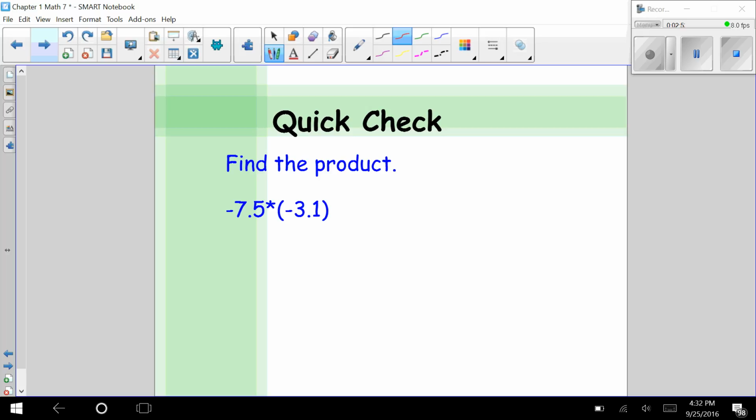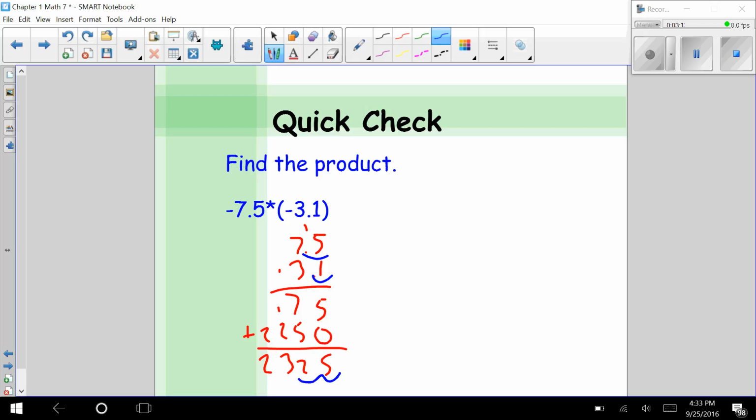All right, you are going to line up the two numbers, 7.5 and 3.1. Multiply. 5, 7, insert a 0, 15, 22. Add these together. Count up the number of decimal places. I've got 1, I've got 2. I put 2 decimal places in. Negative times a negative is a positive. So 23.25 is your answer.